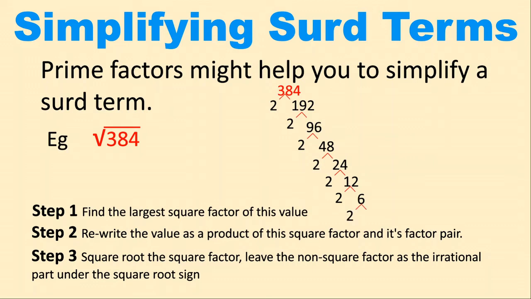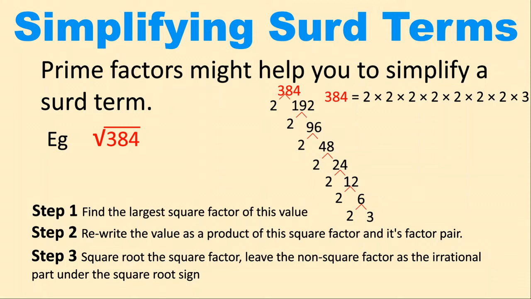6 also divides by 2, and the answer is 3. Now 3 is another prime number, so we can stop there. You can see that 384 is equal to 2 times 2 times 2 times 2 times 2 times 2 times 2 times 3. That is 1, 2, 3, 4, 5, 6, 7 2's. That's 2 to the power of 7 times 3.